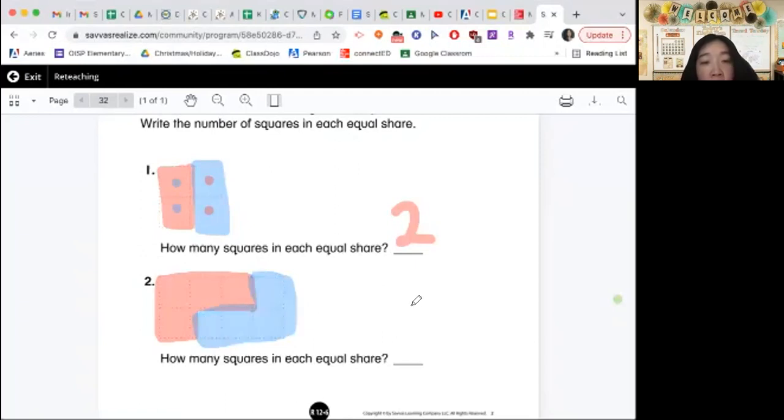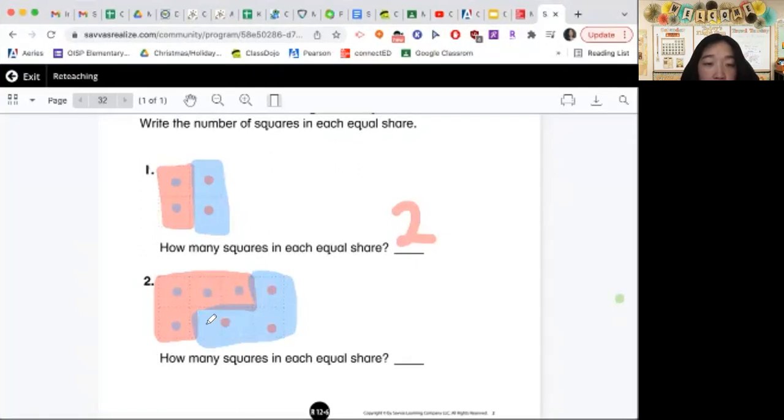Now, how many does the first person get? How many pieces of chocolate did I give to the first person? 4. And then how many did I give to the second person? 4. So even though the shapes look different, do they still each get the same amount of chocolate? Yes, they both got how many pieces of chocolate? 4. Very good. Okay, so I'm going to move on to our practice now.